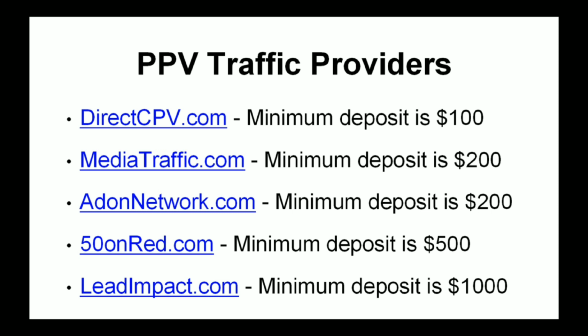Media Traffic is another PPV provider, and it requires at least $200 to join. Add-on Network, on the other hand, is similar to Media Traffic. You have to deposit $200 to join. 50 On Red is one of the best PPV traffic sources these days, and their traffic is high quality, but their minimum deposit is a little high. You have to deposit at least $500 to join 50 On Red.